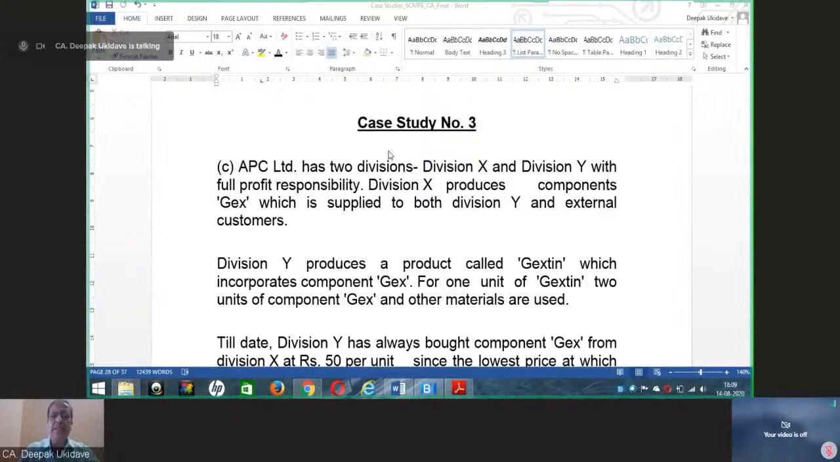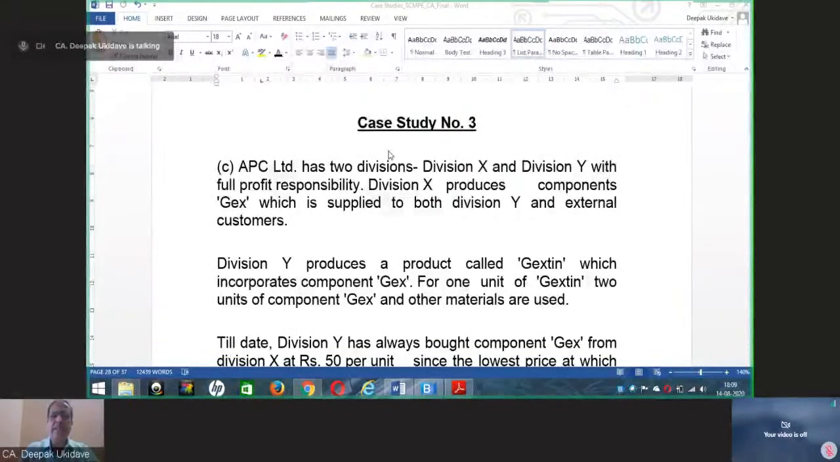Now Division X charges the same price for component JEX to both Division Y and external customers. So as far as Division X is concerned, the same price is being charged to external customers as well as internal customers. But the buying division, Division Y, is procuring from Division X at 50 only, because all other suppliers are charging 52. That is how the business dynamics work.